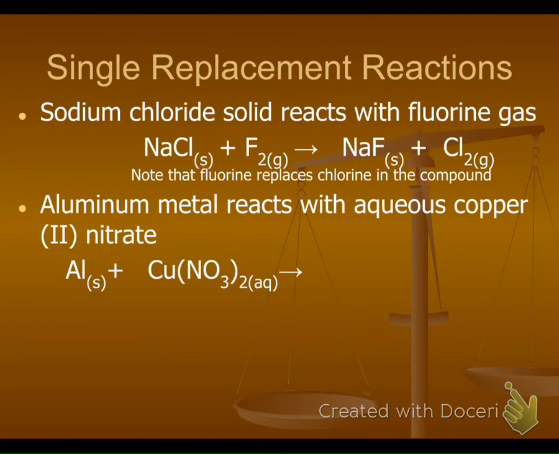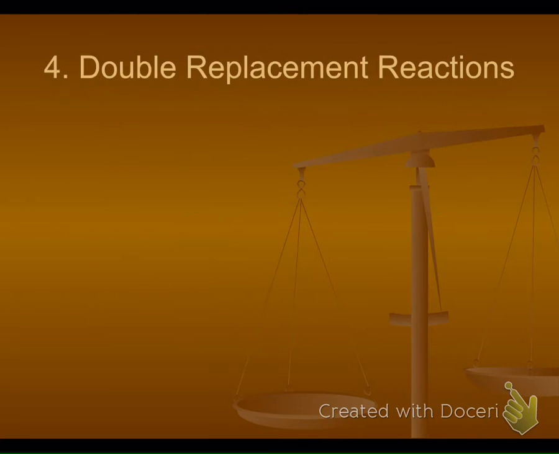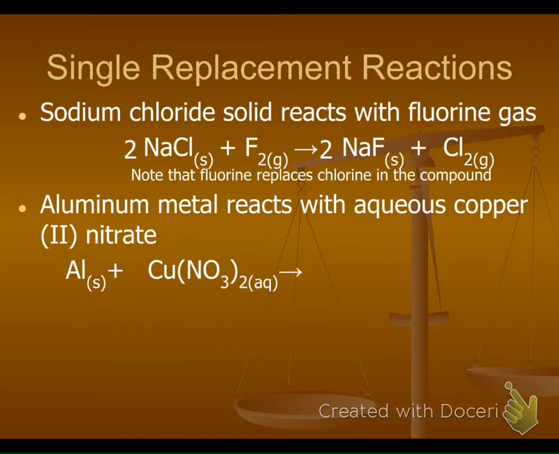Let's just see if we have this. Think about what these partners would be. If you said Al would kick out copper to make aluminum nitrate, you've got this concept going, and copper would be by itself. So aluminum nitrate plus copper metal.